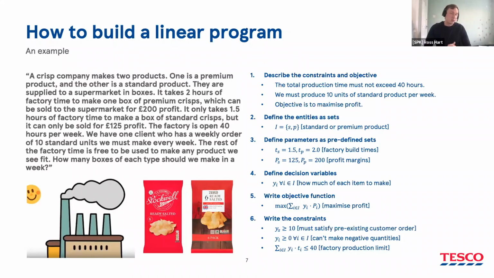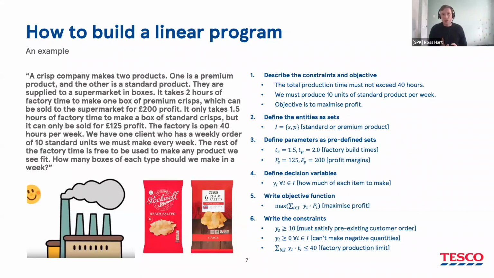And then the final thing is we have a production limit, which again, we can see is very similar to the objective function, and it's also linear. It's the time to make each product multiplied by the amount of products that we make. And again, that's got to be capped at 40 because that's the number of hours that our factory is open for. So what we can see here is we have a linear program. Everything is linear, and we can put this into a solver and get the optimal solution out.